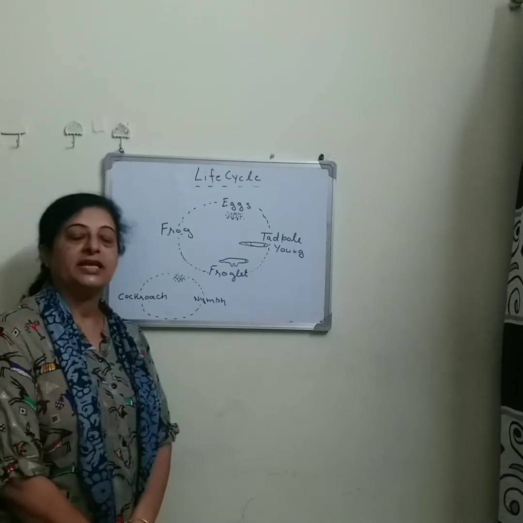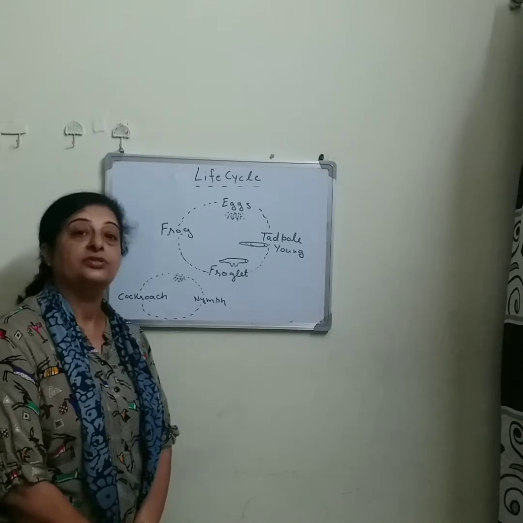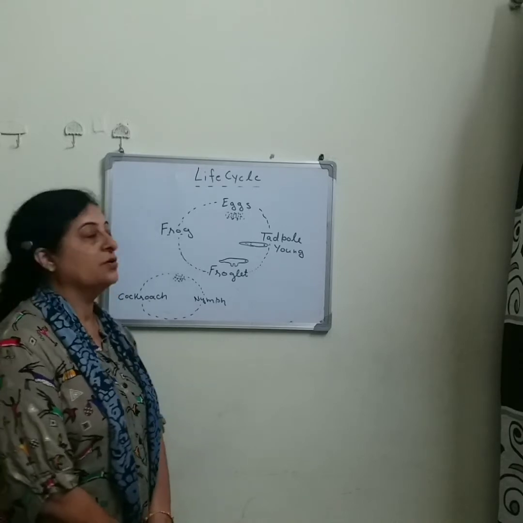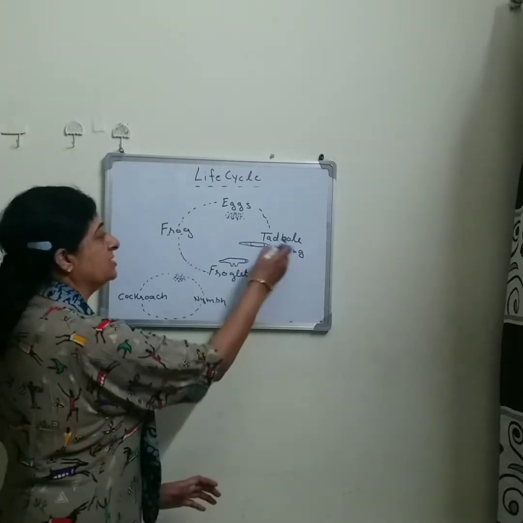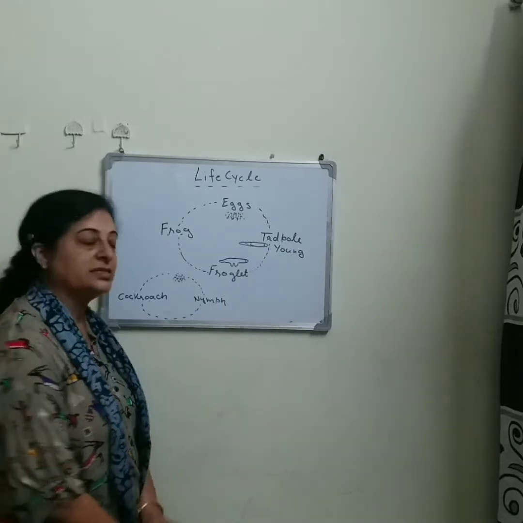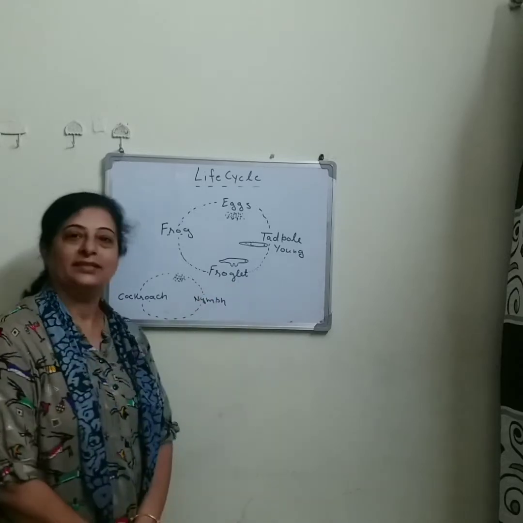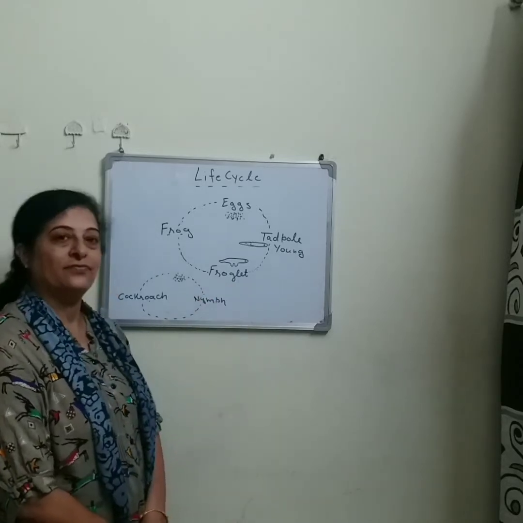In the life cycle of a frog there are a total of 4 stages. The first stage is egg, the second stage tadpole, the third stage froglet, and the fourth stage an adult frog.